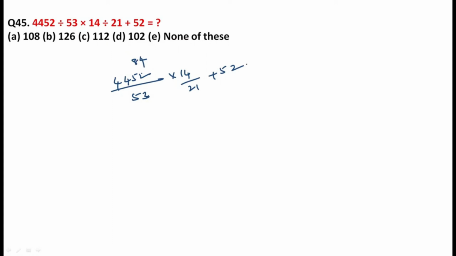Take it out, it's 84 times. So 21 becomes again 4 times. Now finally 4 14 jar, 56 plus 52. The value becomes 10.